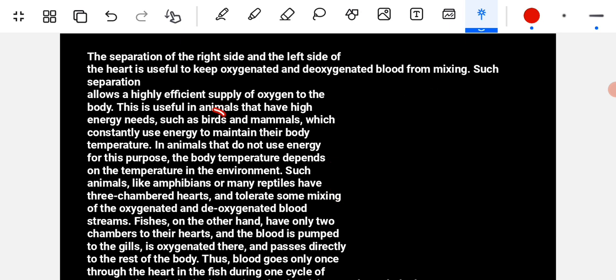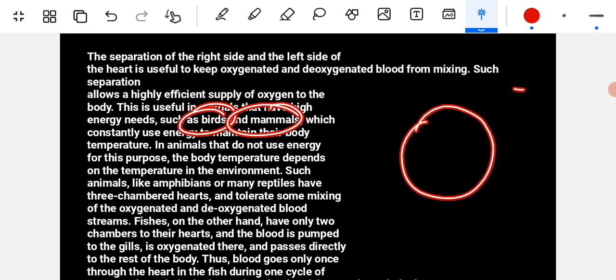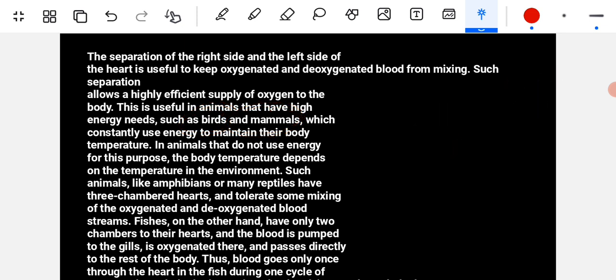But in the birds and mammals case, it will not be like this. If the environment is 26 degrees, it will be 30 degrees. Okay, like there will be a difference.